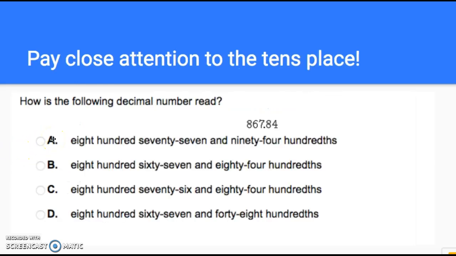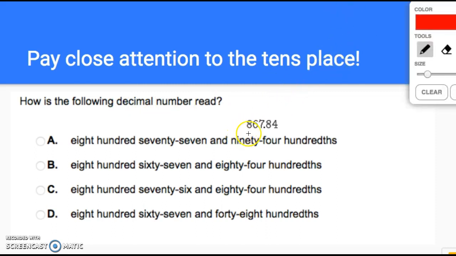Now, this one, how is the following decimal number read? Look at these 3 digits here to the left of the decimal. Locate your decimal, separate it out. You have the whole number, and then you have the part. This number, if you were just to see it all by itself and you couldn't see that 84 there, you would read this number as 867. Now, I gave you a hint here. Pay close attention to the tenths place. Pay close attention to that digit right there. It's going to be important.